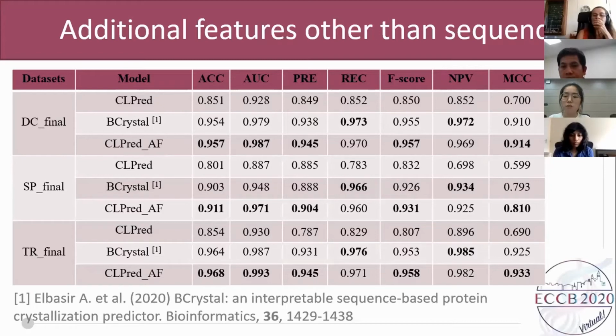The table shows the performance comparison among CL-PRED, BCrystal and CL-PRED AF, which combines the last layer features of CL-PRED with 641 additional features, including secondary structure, fraction of aliphatic residues, disorder, and hydrophobicity. We can find that when these additional features are incorporated, the performance of CL-PRED AF is also significantly improved compared to CL-PRED and is at least comparable to BCrystal. Nevertheless, CL-PRED as a predictor using sequence-only features is still of practical use, since it does not rely on the accuracy of other feature prediction tools, and is not biased to the database used for deriving additional features.